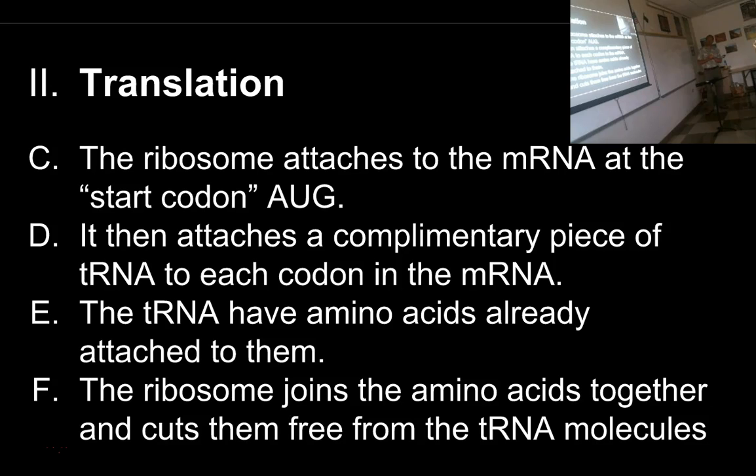from the transfer RNA. Okay, so it attaches a complementary piece of transfer RNA to each codon in the messenger RNA. The transfer RNA have amino acids already attached to them. And then the ribosome joins it together. So again, the design of this just blows my gourd.